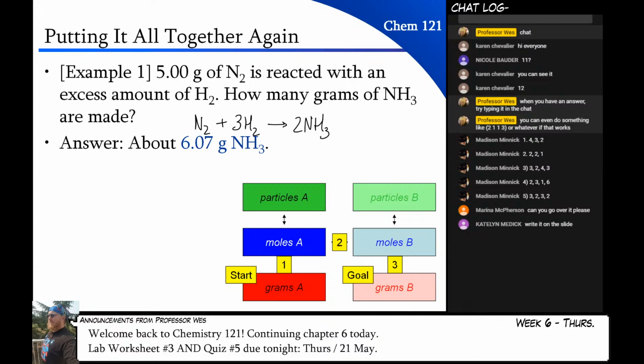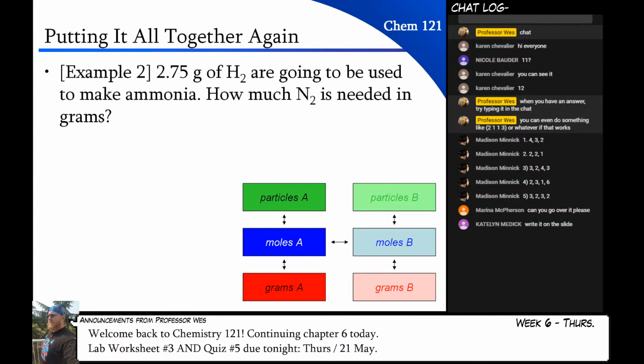Let's do another example. I'm going to give you 2.75 grams of hydrogen to make ammonia, and I need to know how much nitrogen is also needed. Be careful, because there are only 2 substances that you want in this problem. The word ammonia is written here, and then you have this right here. I'm going to put the equation back up here because for some reason it keeps disappearing.